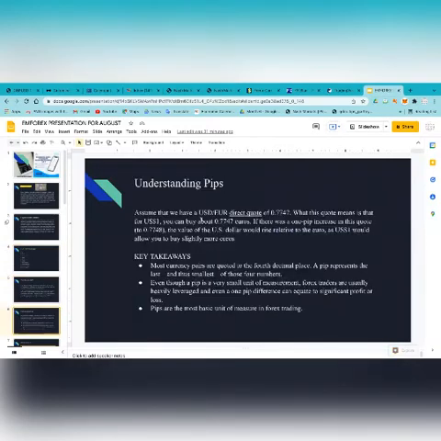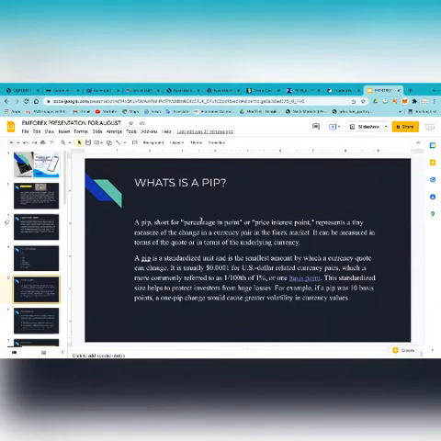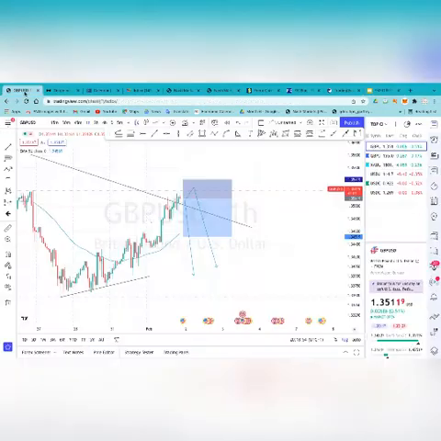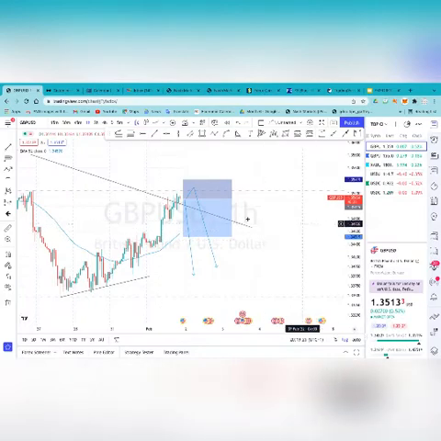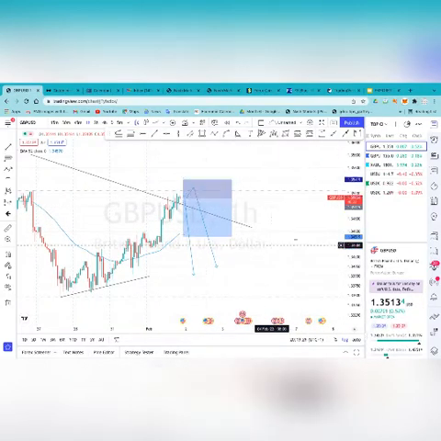All right, so what's a pip? Short for what? Percentage in points, or price interest points. Now let's not get this confused. What it simply means is, for every single market, for instance, if you want to exchange the dollar for the pounds, or the pounds for the dollar, whatsoever.